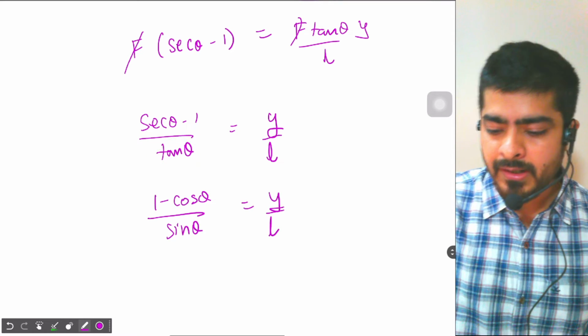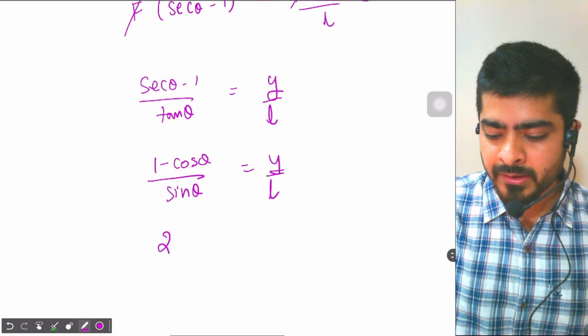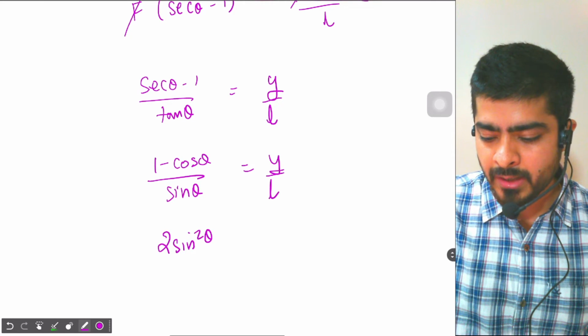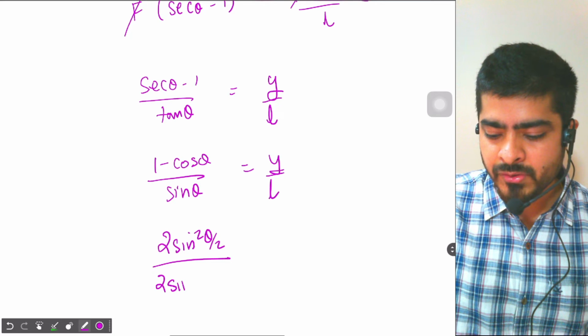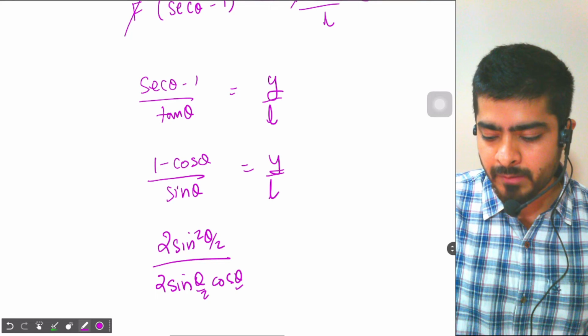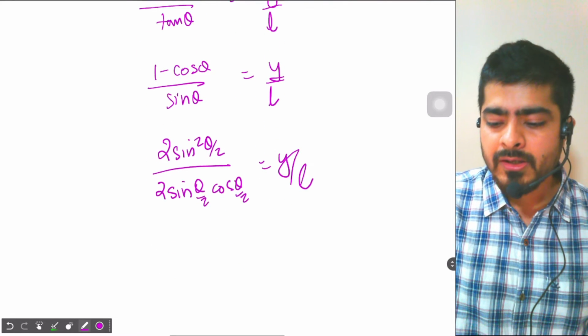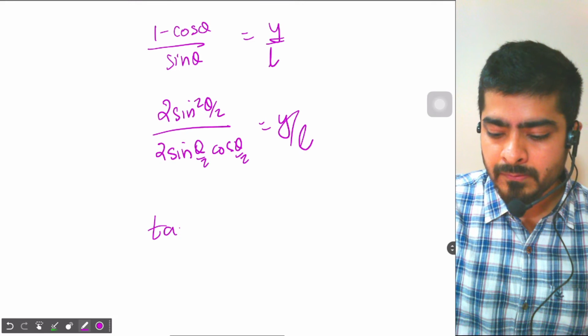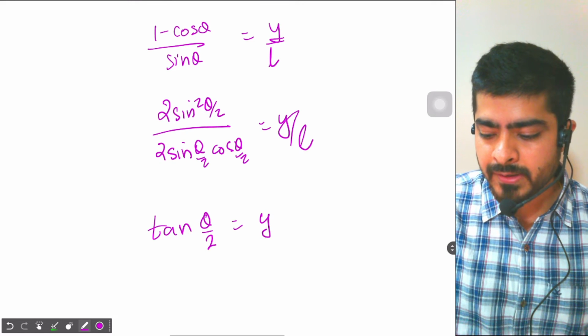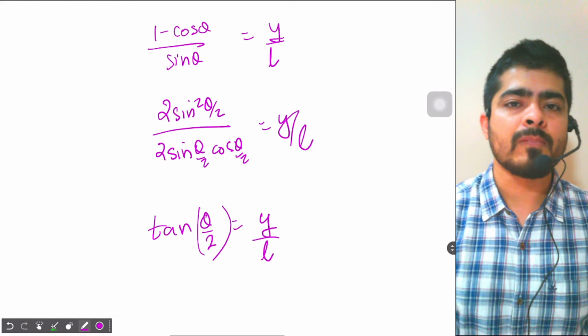is equal to y by L. Now 1 minus cos theta could be written as 2 sin square theta by 2, and sin theta could be written as 2 sin theta by 2 cos theta by 2, that is equal to y by L. So from here I will get tan theta by 2 is equal to y by L.